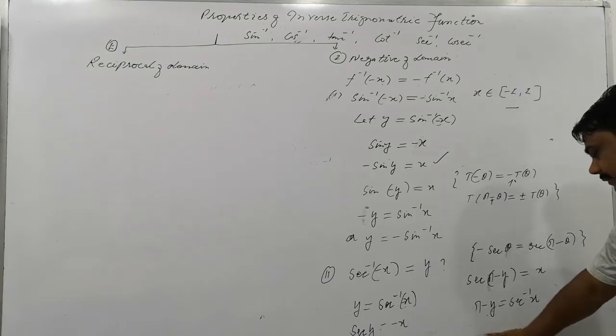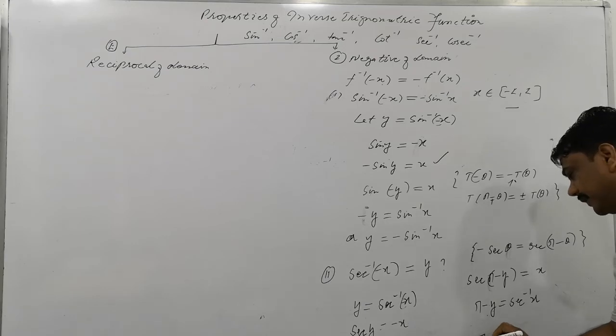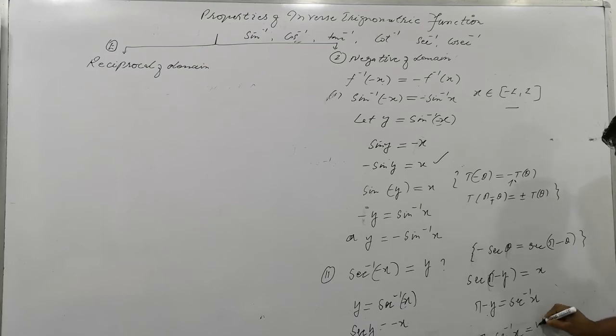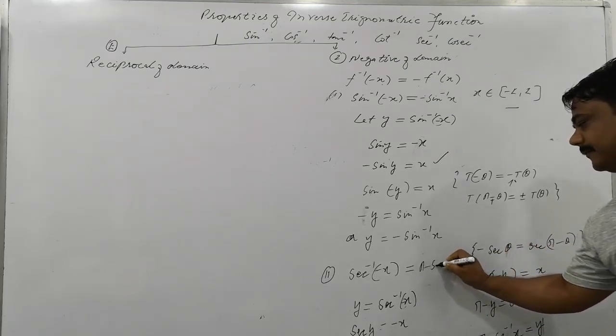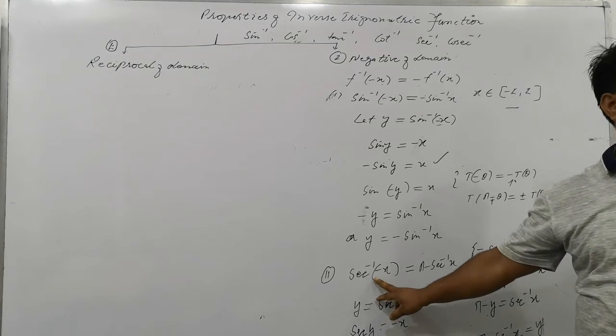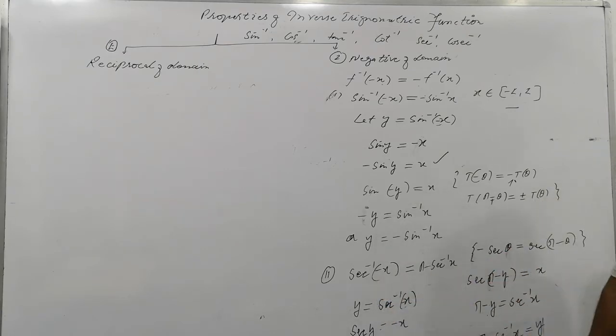So we have to bring y is equal to only, okay? So y is equal to pi minus sec inverse x. Clear? So what will be the value here? In place of y, pi minus sec inverse x. Is that clear? If the negative of the domain is taken for sec, then the range will be pi minus sec inverse of that.